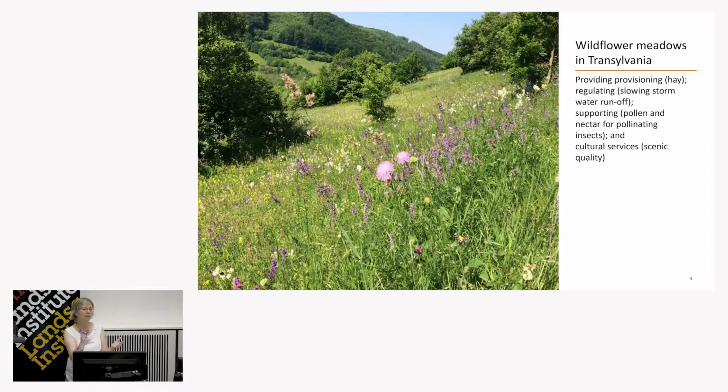Now, without trying to take the previous presenter's slides about Tony Juniper's quote, I quite like the idea from Monty Python is, what has the landscape ever done for us? So, what services does the landscape provide for us? We've got, this is an example of a hay meadow in Transylvania. We're looking at provisioning services, so there is hay that comes off the crop, it slows down stormwater runoff. We've got pollinating resources, and also, it's a very beautiful place. We've got scenic quality there.